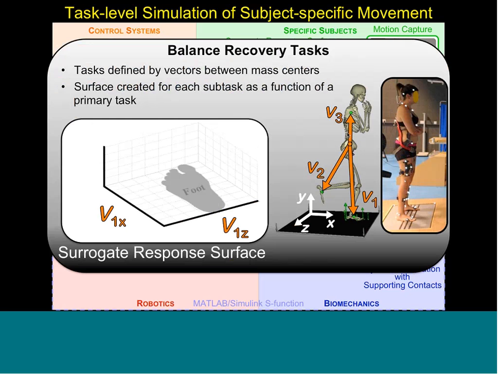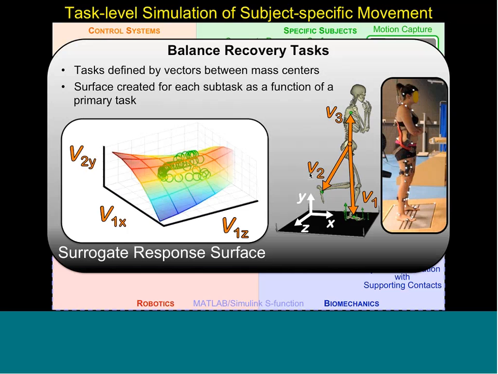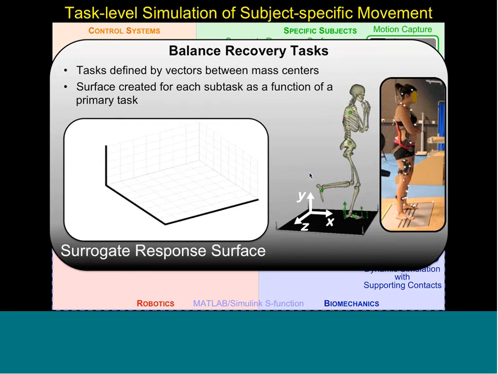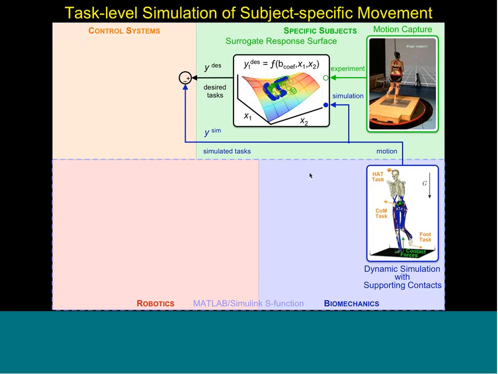What we wanted to do was find the relationship between the secondary task vectors V2 and V3 with respect to our primary task, and we plot those experimental data points to show this relationship with each other. The next step, we use surrogate response surfaces. Basically, we fit these surfaces over our experimental data as a reference to our controller. Now we have these surfaces that cover most of the working space, and we can map our experimental data onto those surfaces. These surfaces were used as a reference to our controller.